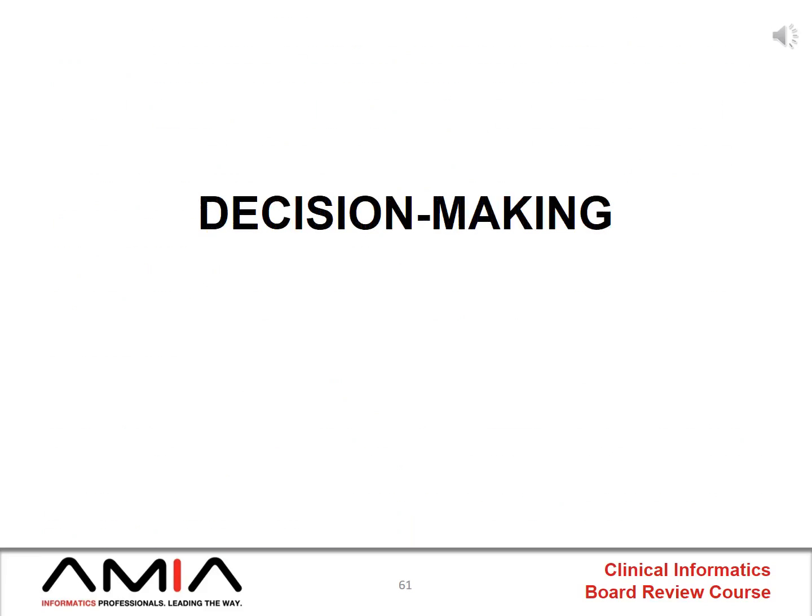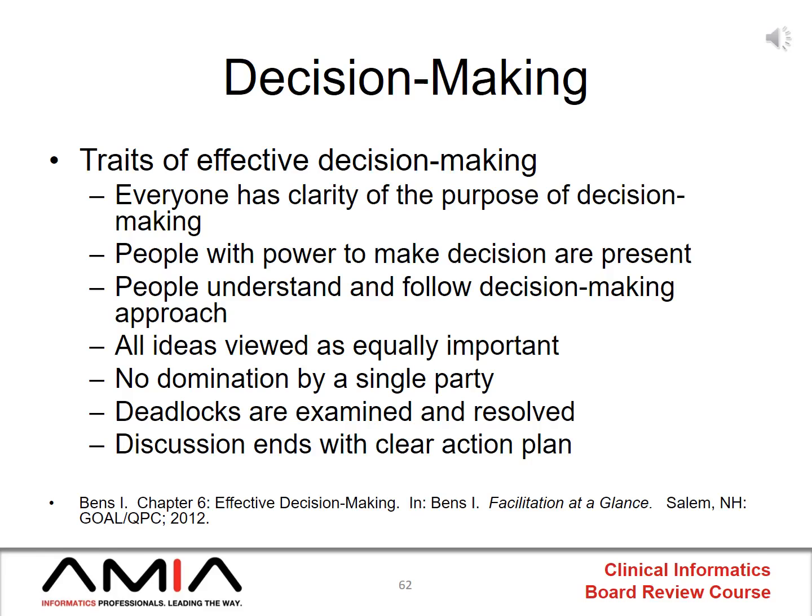We will only be discussing decision making briefly in this section because we will cover it in more detail in section 4B. There are certain traits to effective decision making. First, everyone has to be clear on the purpose of making the decision, and people with the power to make the decision must be present.